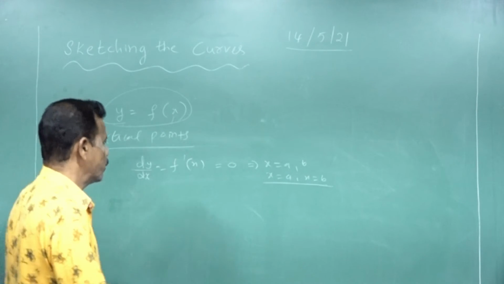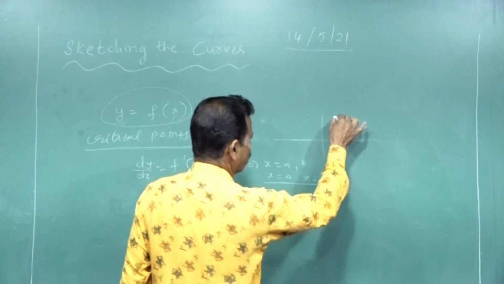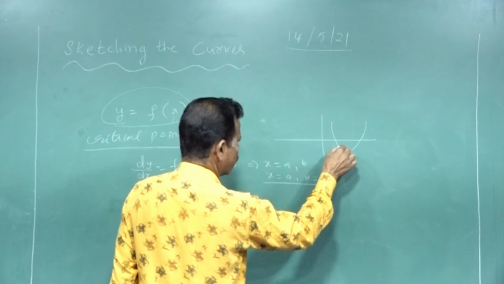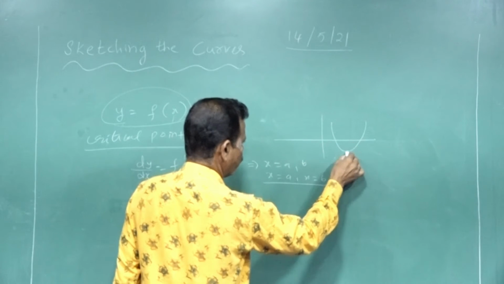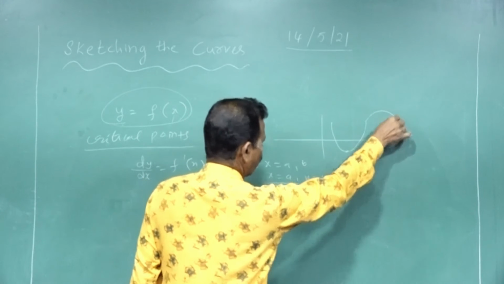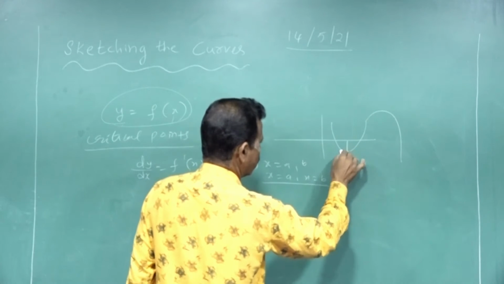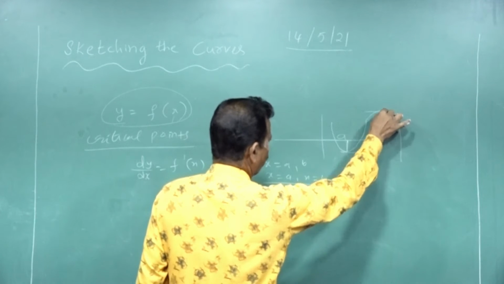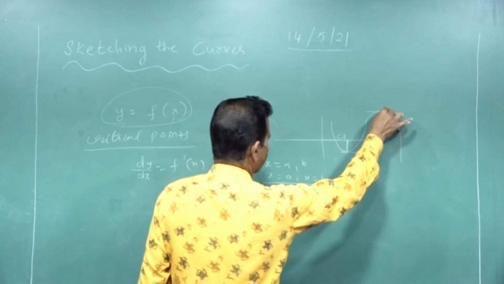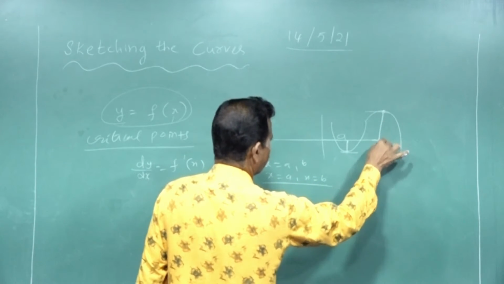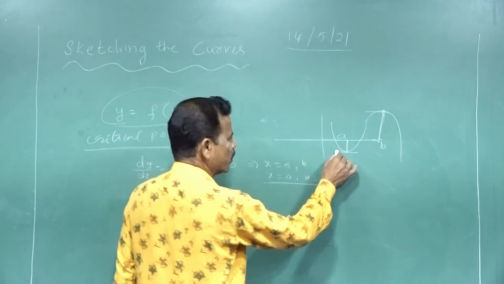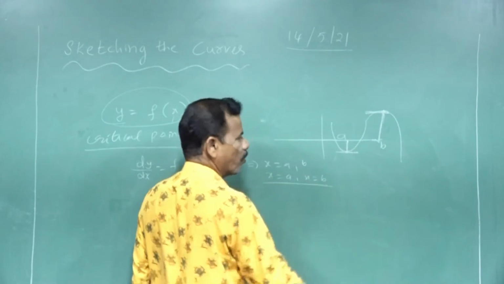Suppose this is the curve. So x is equal to a. Suppose here x is equal to a, this is the critical point at x is equal to a. And this is also a critical point, it is b. So at b, another critical point is there. So these end points are called critical points.